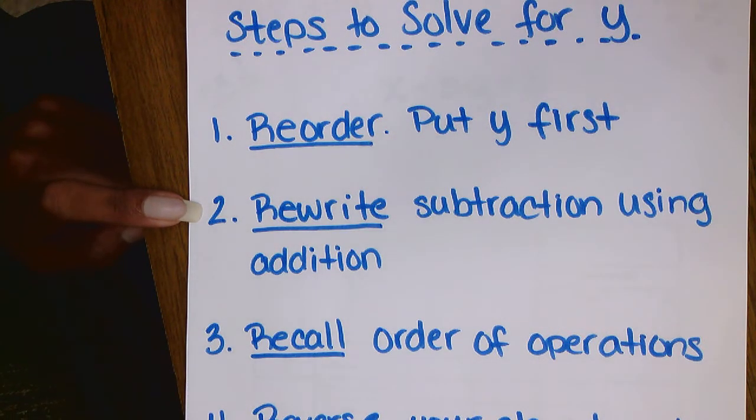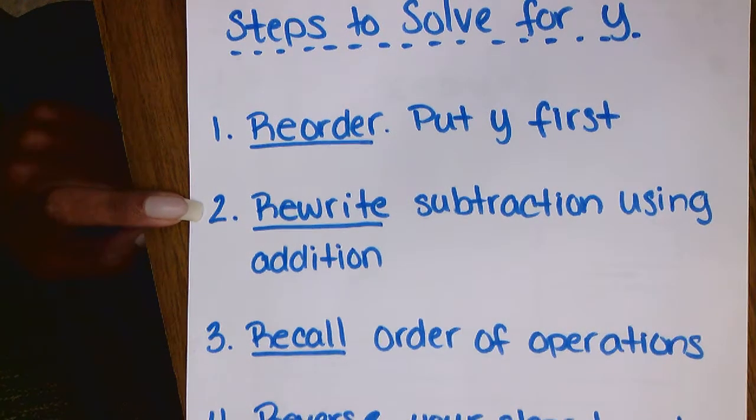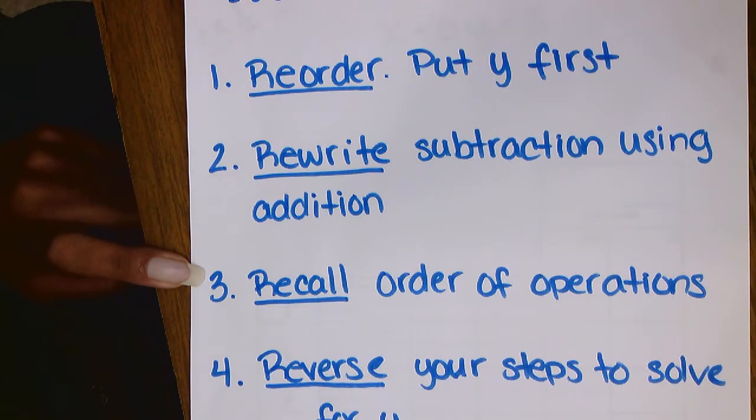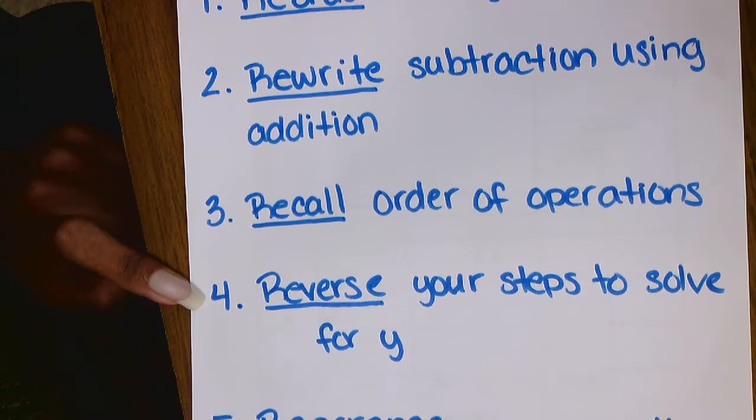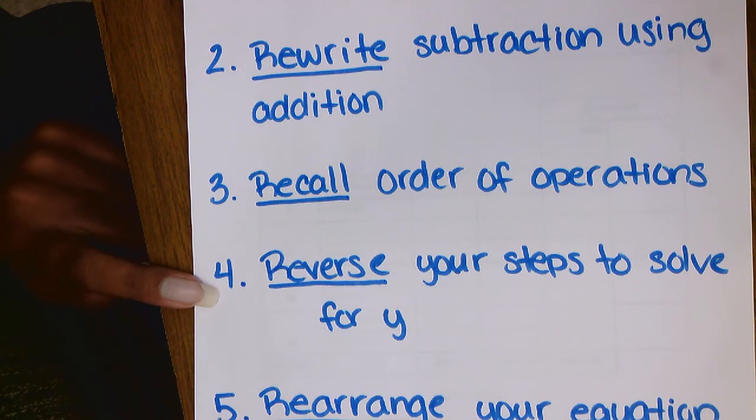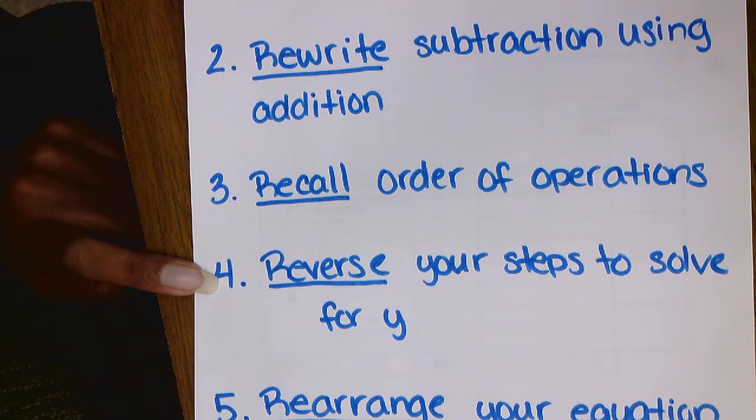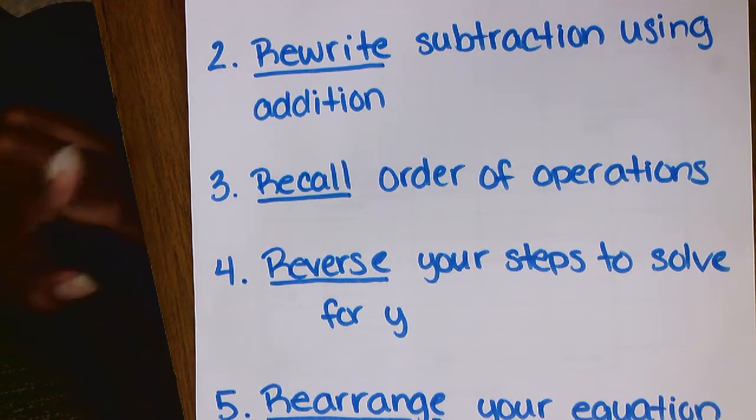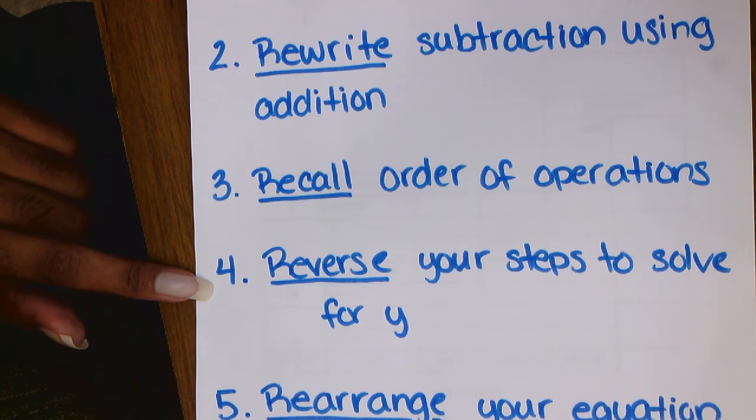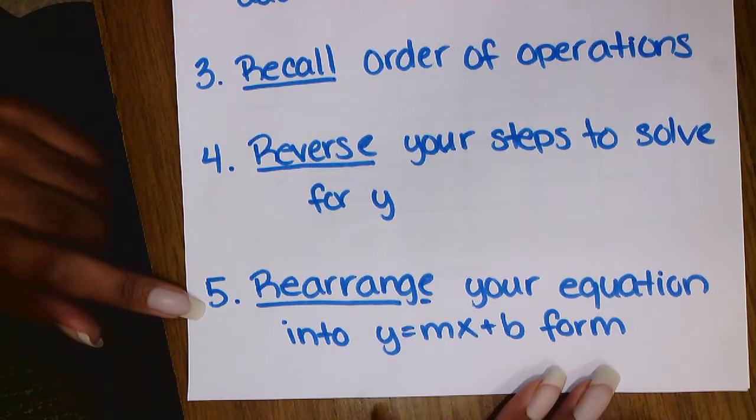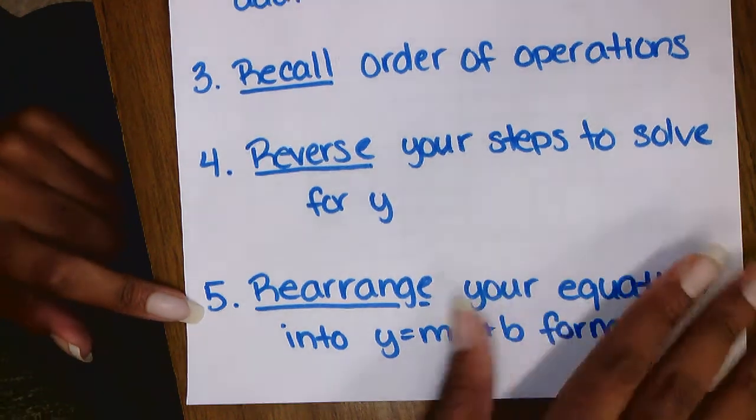Then I would rewrite any subtraction using addition, just because addition is easier to work with. Recall your order of operations, PEMDAS, and then you want to reverse your order of operations in order to solve for y. You have to remember some things about combining like terms in this step, and possibly the distributive property. We're not going to get into that yet, but you might need that in the future. And then you would rearrange your equation into the form y equals mx plus b. So take a moment and write those down.